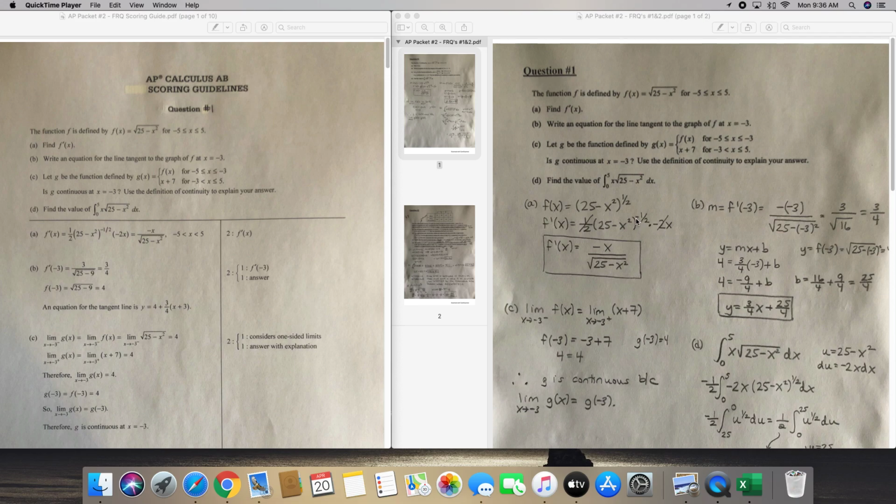And since this has a negative exponent, we're going to send it to the bottom and make the square root positive. So we end up getting that our derivative is -x over the square root of 25 minus x squared.